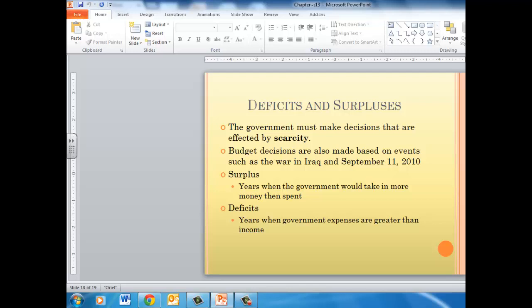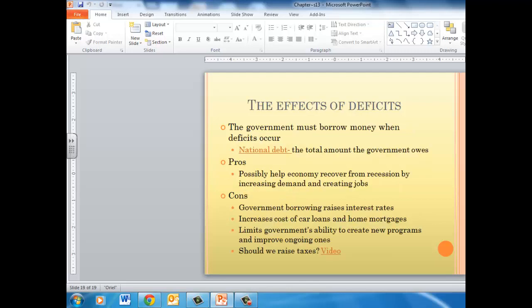The definition of a surplus, which was in your reading guide, is when the government takes in more money than they spent. When they take in less money than they spend, that would be a deficit. And if you remember from the video, we have been running a deficit in this country as far as budget is concerned since the 1980s. So we are spending more money than we bring in.